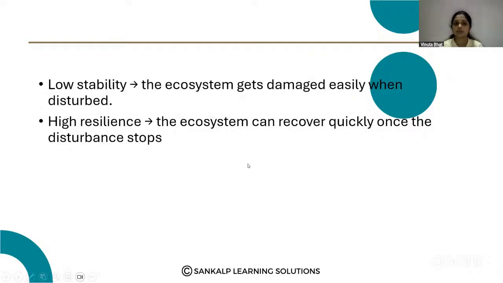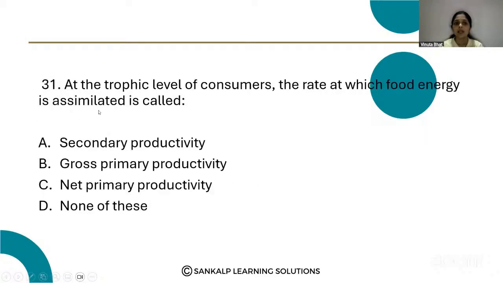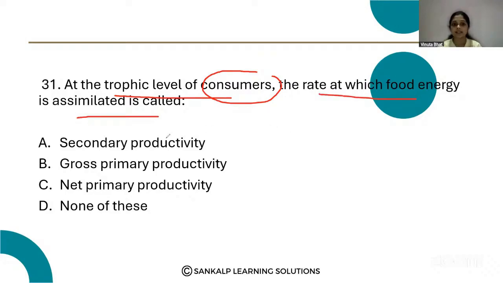Question number 31. At the trophic level of consumers, the rate at which the food energy is assimilated, that is the amount of organic matter that is produced, is called as option A, secondary productivity, option B, gross primary productivity, option C, net primary productivity, option D, none of these.